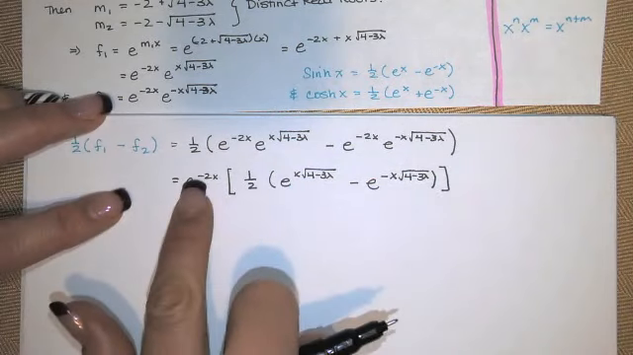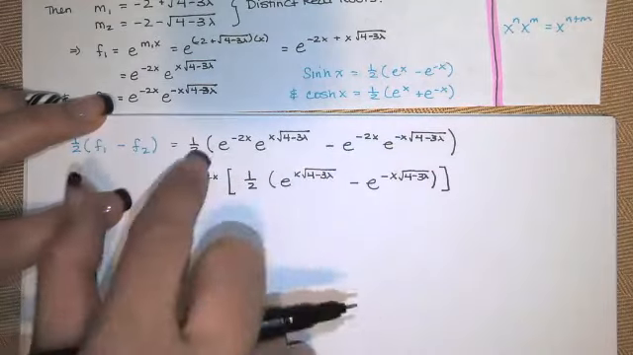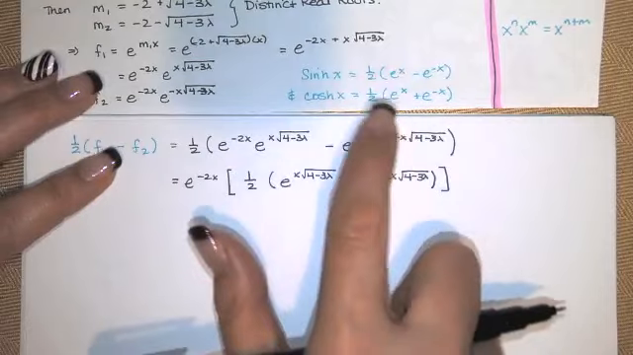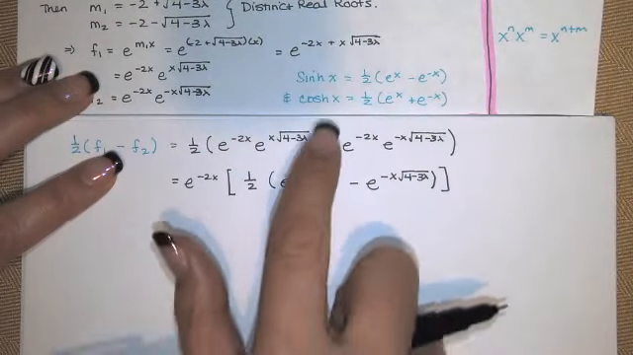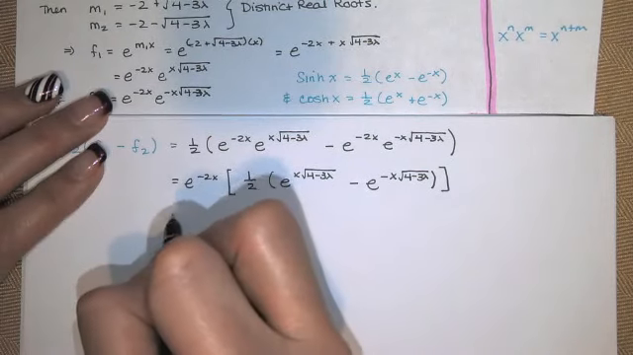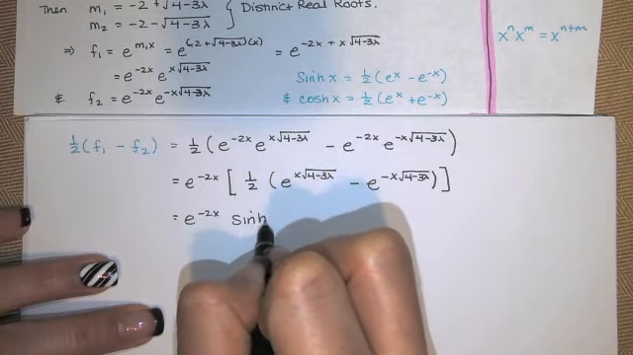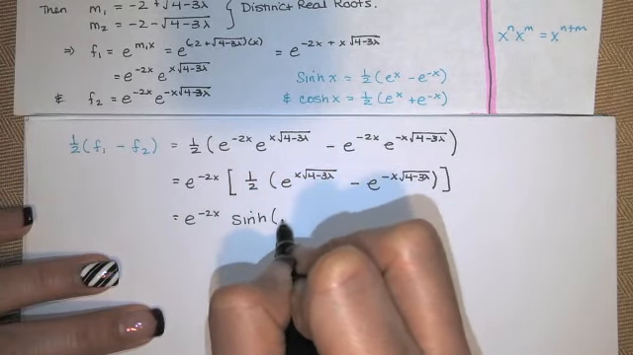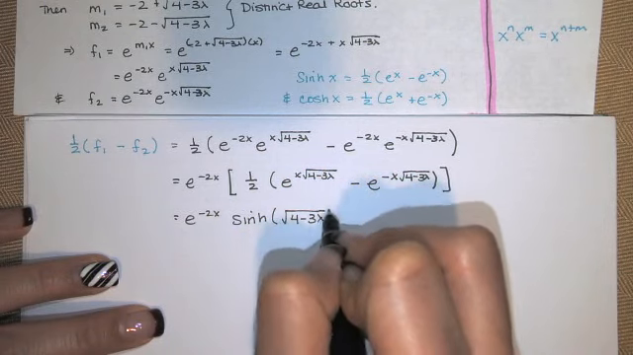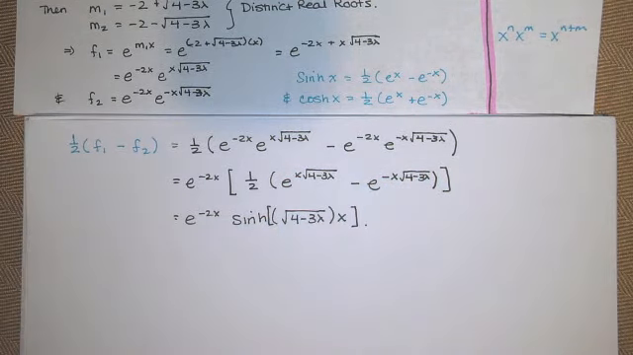And so if I distribute, notice that I get this back. If I distribute here, I get that second term. Now this is exactly the same form as that. The only difference is instead of an x, I've got an x times this square root of 4 minus 3 lambda. So what this turns out to be is e to the 2x times the hyperbolic sine of the square root of 4 minus 3 lambda, that times x. And we're taking the hyperbolic sine of all of that.